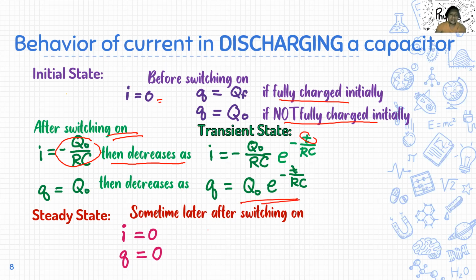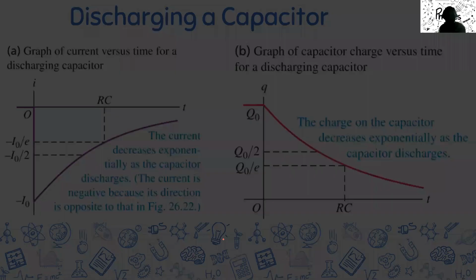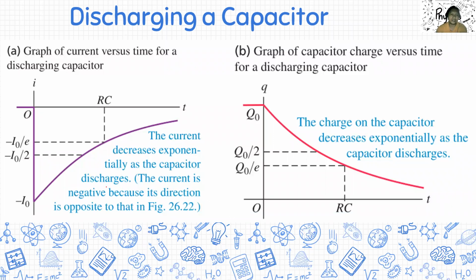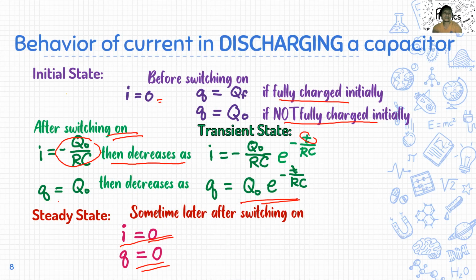So sometime later, after switching on, muundang na po ang kuryente kay wala na maka-flow, nahurot na o na-redistribute na ang mga charges. And also, mahurot po ang imuhang na-store nga charge. So mo-approach siya sa zero. So in discharging a capacitor, by the way, kining negative E over R na siya ang I naught. Ay, Q over RC.